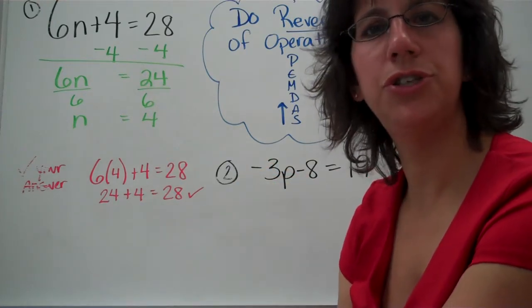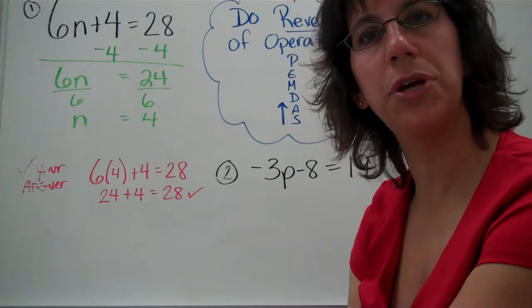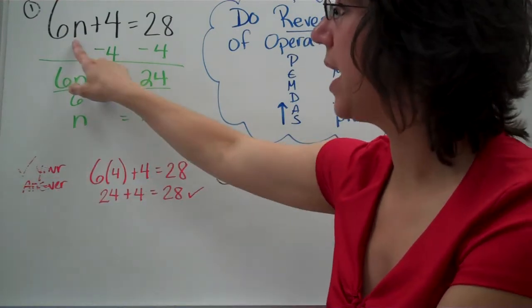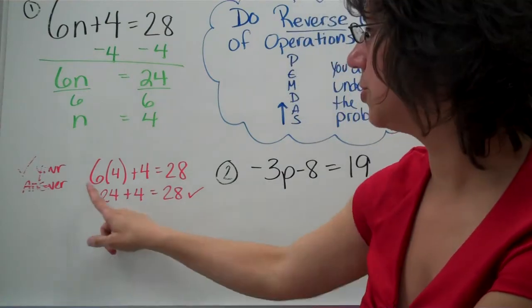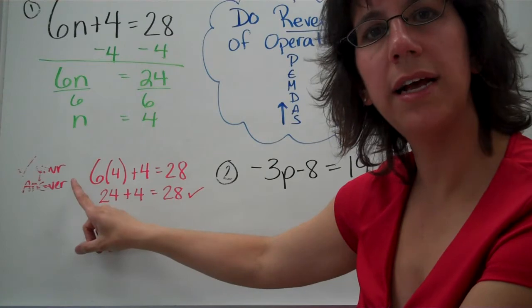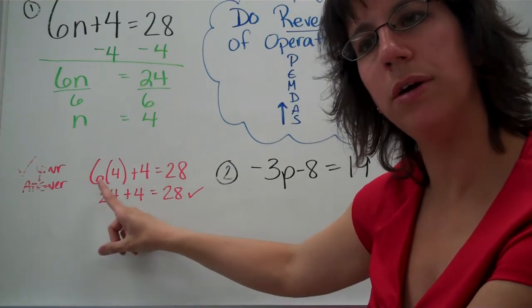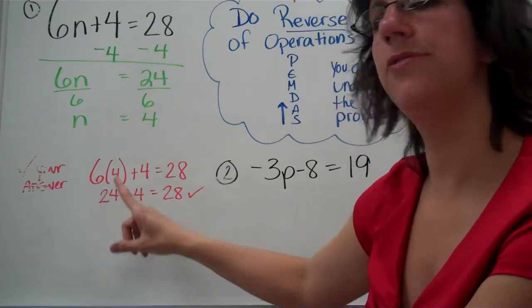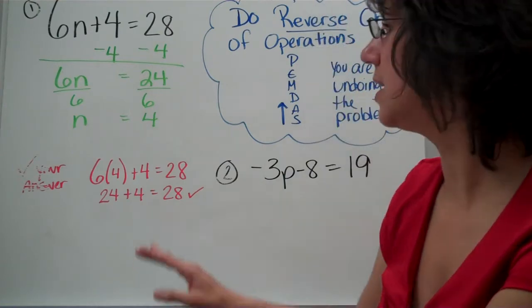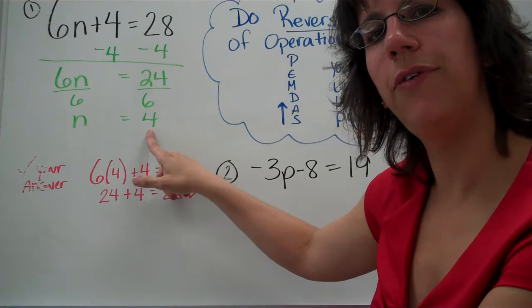Now it's really important that you check your answer to make sure that it works. Make sure you haven't made any math mistakes anywhere. So if you take that 4 and plug it back up into the original problem, 6n plus 4, take out the n and put in the 4. 6 times 4 plus 4. Well, 6 times 4 is 24. Plus 4 does indeed equal 28. So yes, n does equal 4.